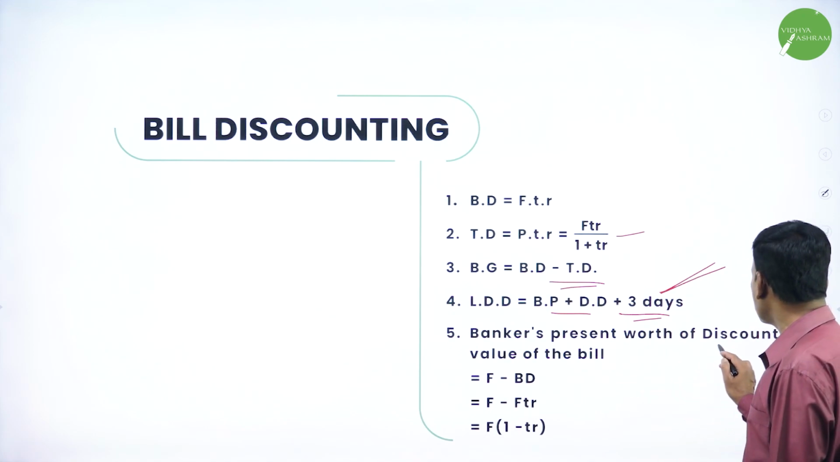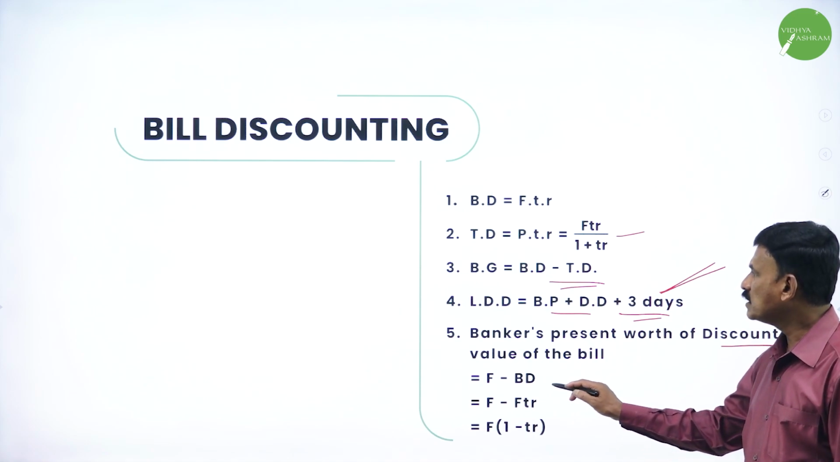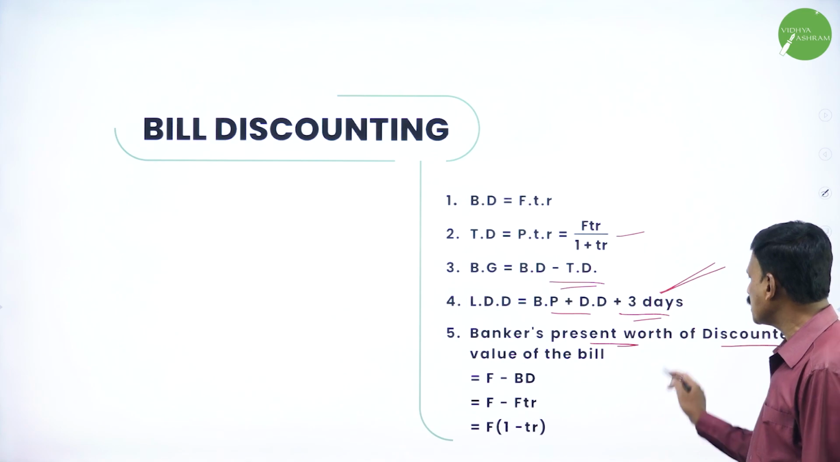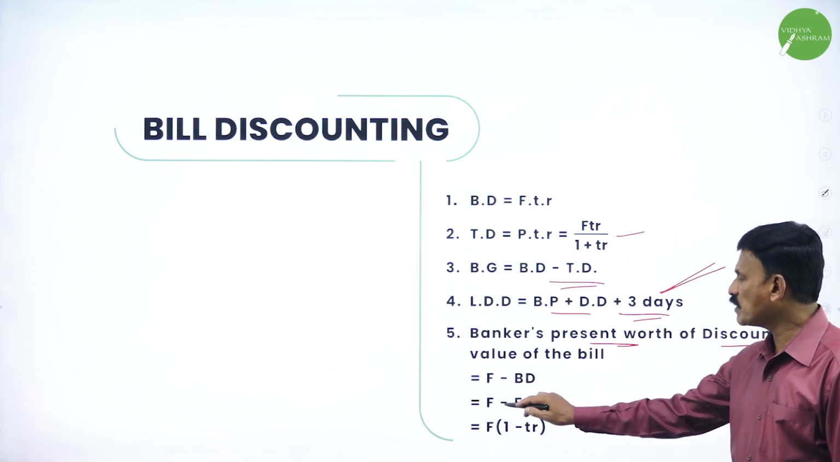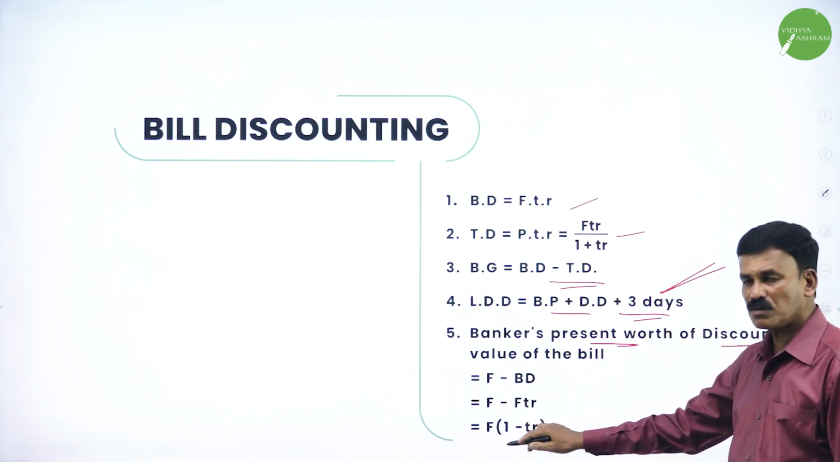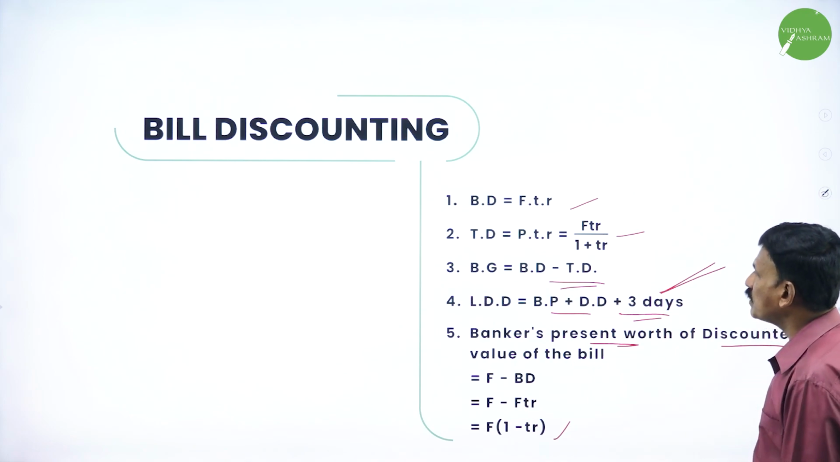Banker's present worth, or discounted value of the bill, is F minus BD. That is the banker's discount. F minus BD will give the banker's present worth of the discounted value of the bill. That is F minus, we know BD is equal to F into T into R. So if you take F as a common factor, F into 1 minus TR will give the banker's present worth.